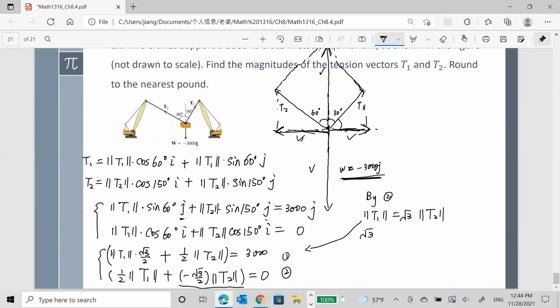I think I have no space. Can I write it down here? So let me copy that by 2. And then magnitude of T1 equals square root of 3 times magnitude of T2. And then plug it into 1. Okay. Erase this part.